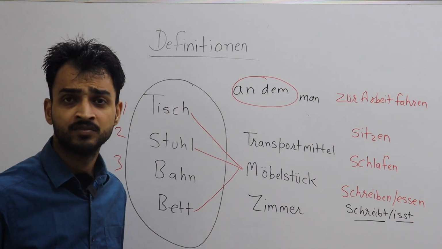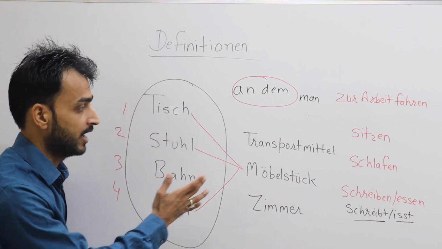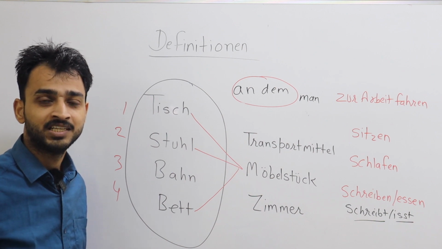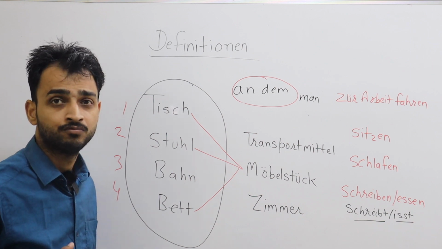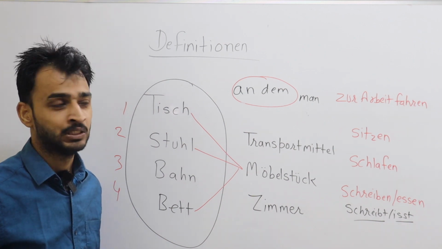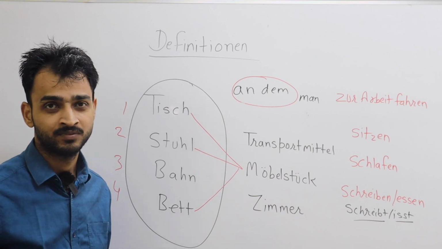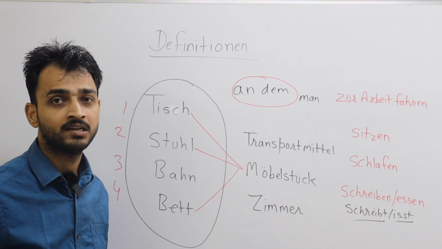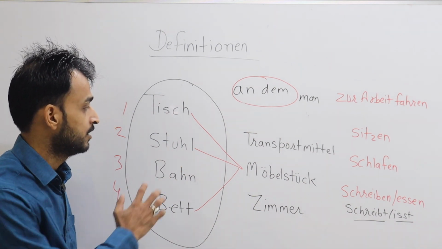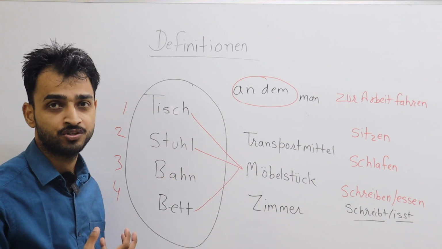I hope you understand. Once again I repeat. Tisch ist ein Möbelstück, an dem man schreibt oder isst. Table is a type of furniture on which one writes or eats. Verb last. This is also known as relative sentence, relative Satz. When we give a definition, we mostly use relative Satz. Another word, Stuhl. Same. Stuhl ist ein Möbelstück. Stuhl means chair.